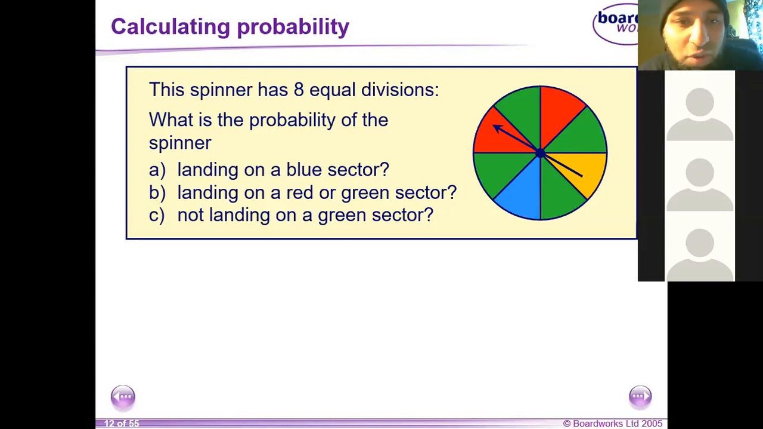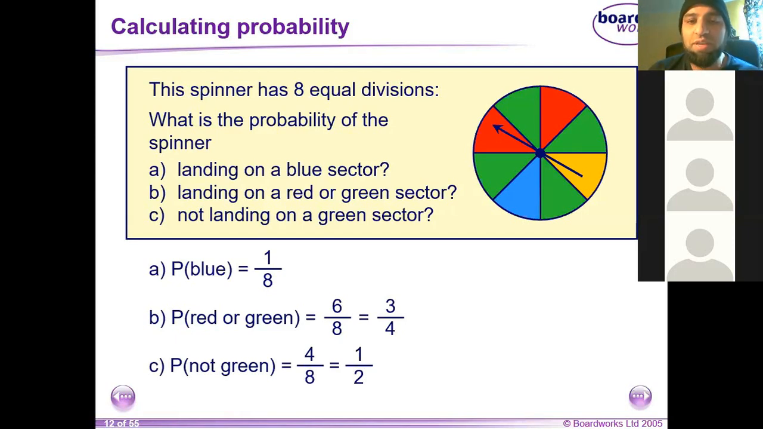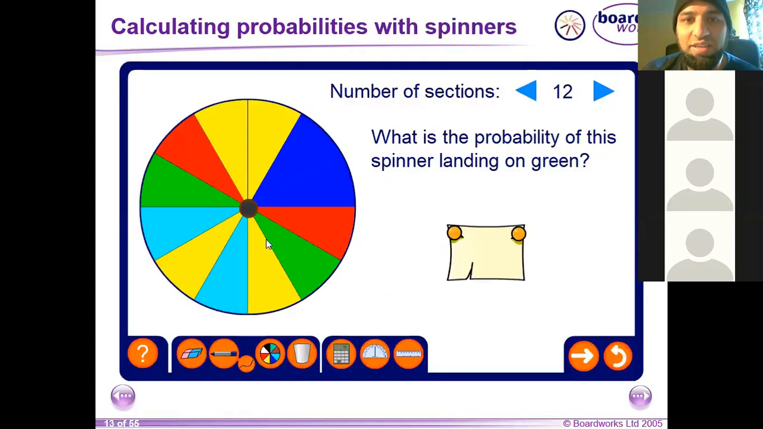Do you guys know there's a formula to find the not landing one? The probability of something not happening. Does any of you know the formula for that? No one? Okay, we're going to learn that. So the probability of blue is 1 out of 8, easy. Probability of red or green is 6 out of 8. The probability of not green is 4 out of 8. And you know how to turn that into decimals. You can turn it into a percentage, easy.